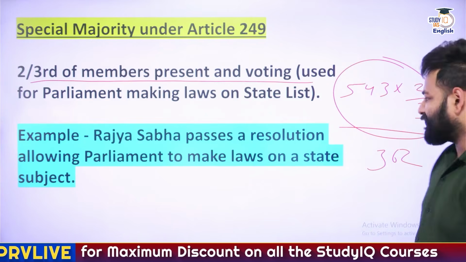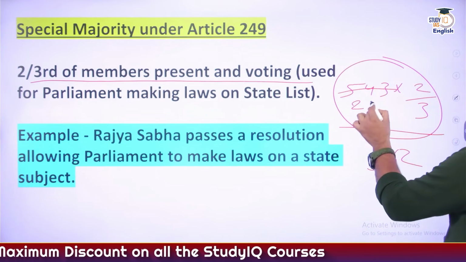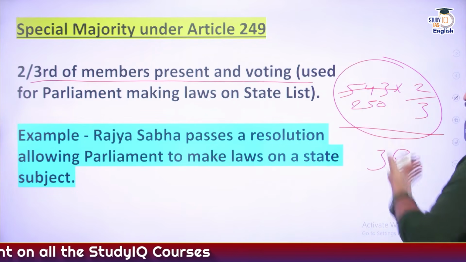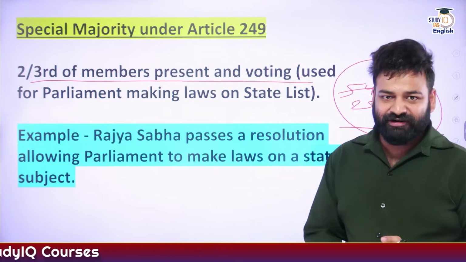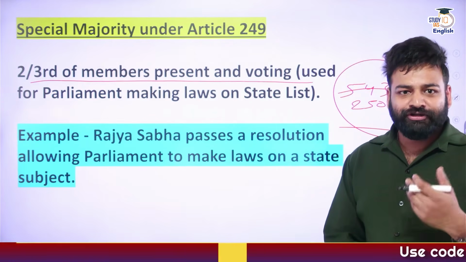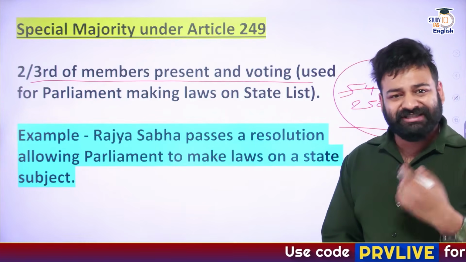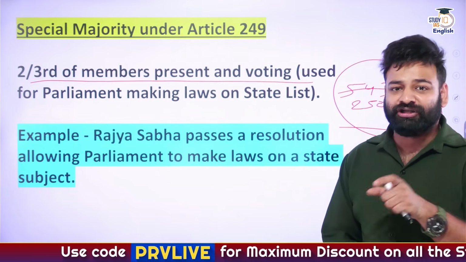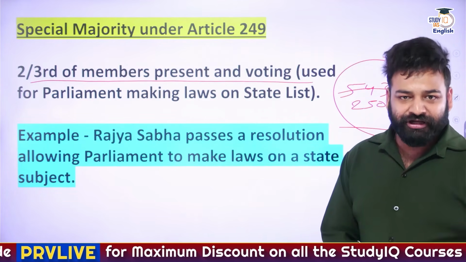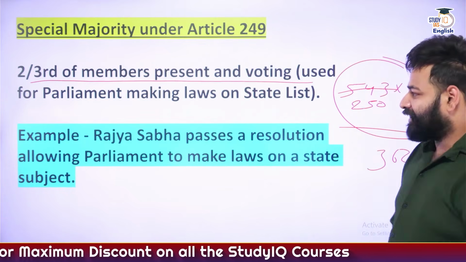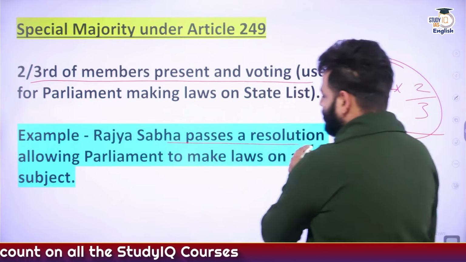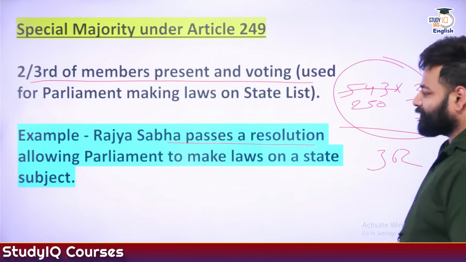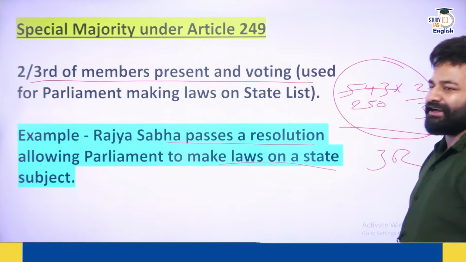In case of Rajya Sabha, it won't be 543, it will be 250, as the total strength Rajya Sabha is having right now, 250, right? So let's say 250 members present and voting. In those 250 members, at least 2/3 of the members should be supporting the resolution. So, a simple example: Rajya Sabha passes a resolution allowing Parliament to make laws on a state subject.